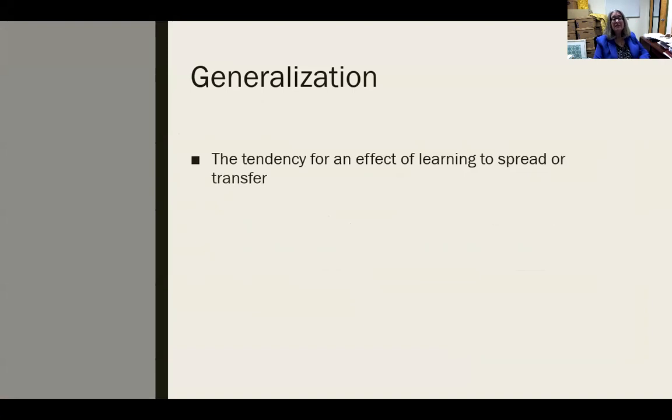So what is generalization? Well, it's the tendency for an effect of learning to spread or transfer. And if you think about it, if generalization didn't occur, probably the species wouldn't have survived. Every single thing that you'd have to learn, you'd have to have the exact same stimulus and the same situation, everything would have to be the same. And so it would take so much longer for us to learn things.